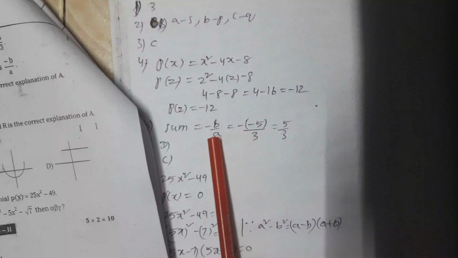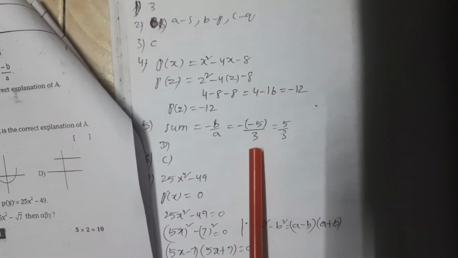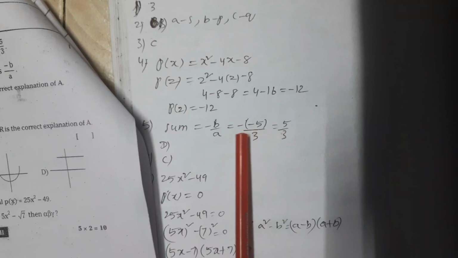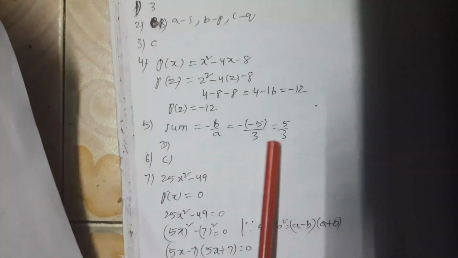According to the formula, minus b by a, that means minus of minus 5 by 3. Here minus into minus is plus, so 5 by 3. So this is the minus b by a formula, the sum of the zeros. The formula is given, which supports option D. That's why it is the right answer.